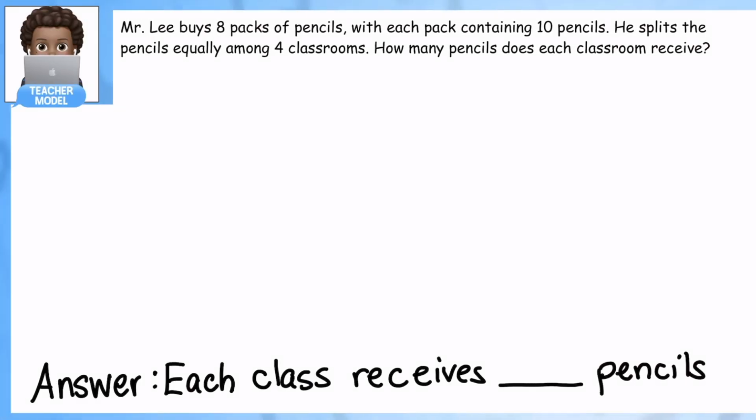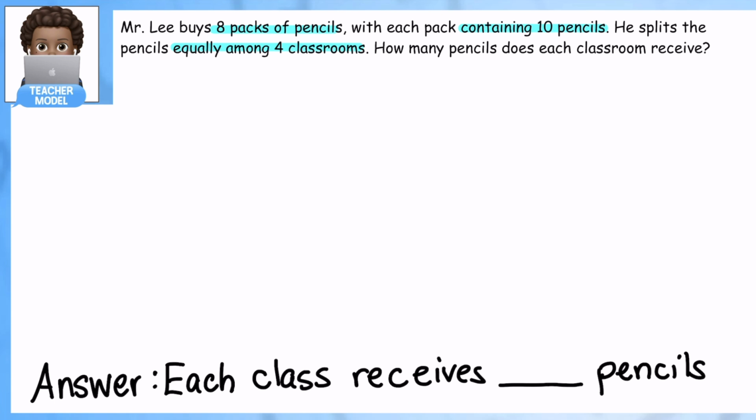Now you're going to try the first guided practice on your own. I'll read the problem for you. Mr. Lee buys 8 packs of pencils, with each pack containing 10 pencils. I hope you're underlining 8 packs and containing 10 pencils. He splits the pencils equally among 4 classroom teachers. So automatically you should be thinking, are my numbers multiplying or dividing? Are my numbers getting bigger or smaller? And how many pencils does each classroom receive? So hit pause, work out this problem, and then I'll show you the solution in a moment.